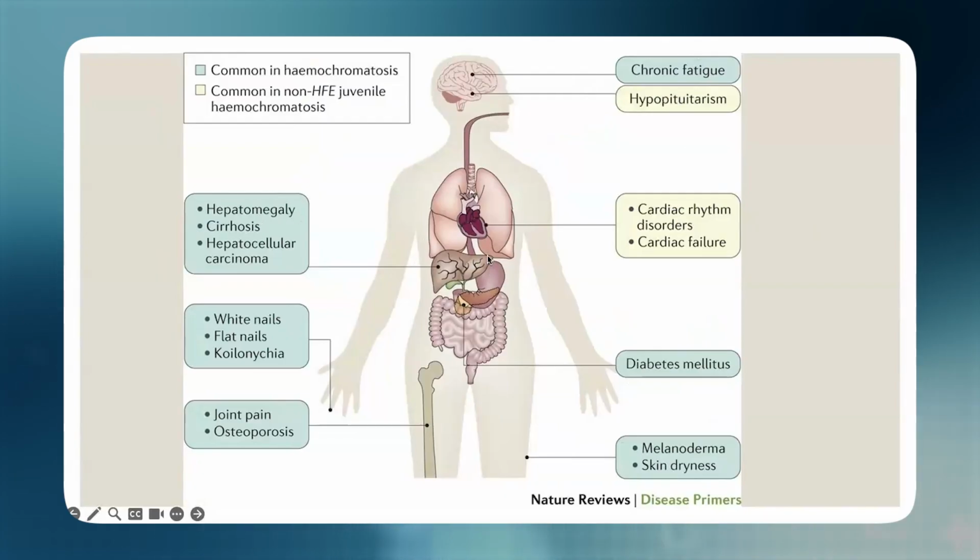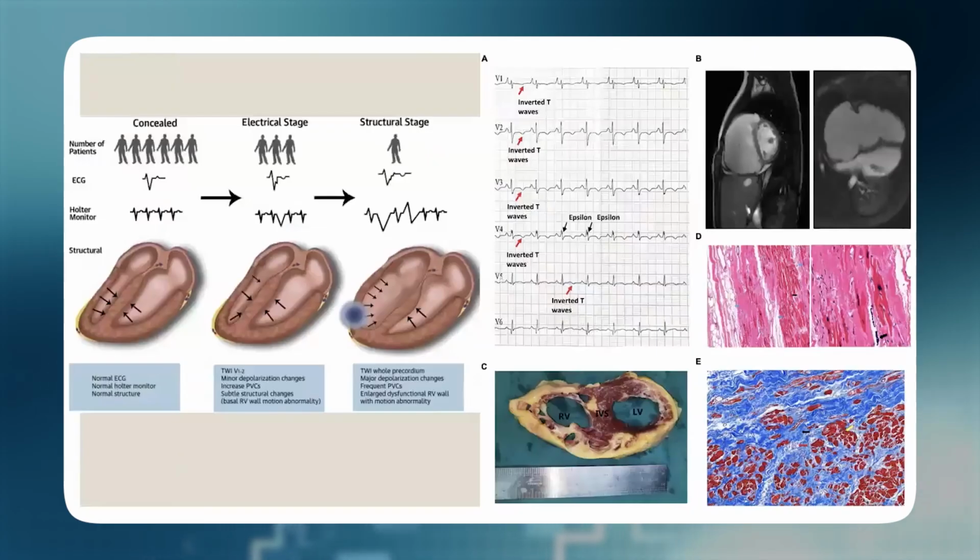Hepatomegaly, cirrhosis, everywhere there is excess iron deposition. In liver, it causes this. In skin, this is the manifestation, white nails and all. In joint pain, there will be osteoporosis. In pancreas, there will be diabetes mellitus. There will be skin dryness or bronze coloring of the skin, right? There will be hypopituitarism and cardiac rhythm disorder. So these patients are RCM patients. If the heart is affected, then it will be restrictive cardiomyopathy type.